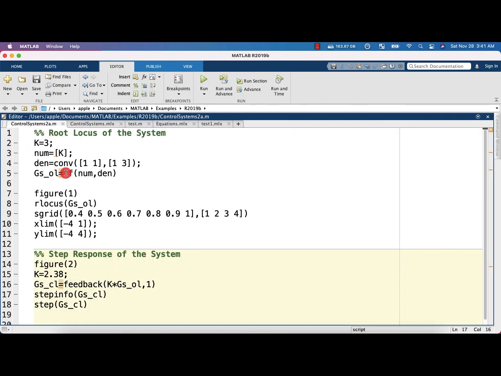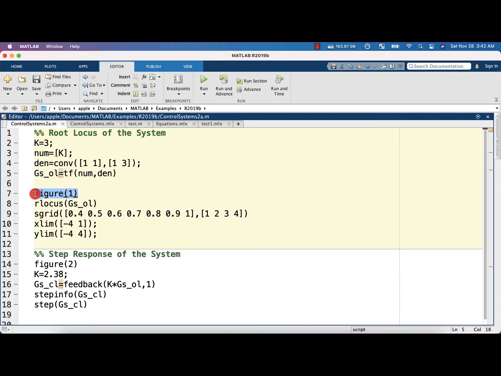Okay, so now you have the numerator and the denominator defined over here. The denominator is defined with the help of this one. Now with the help of this transfer function command, you can define the transfer function from the numerator and the denominator, right? So g of s underscore ol is representing the open loop. So the open loop transfer function is defined by this instruction.